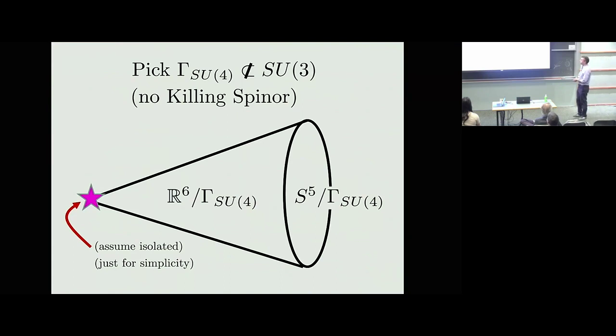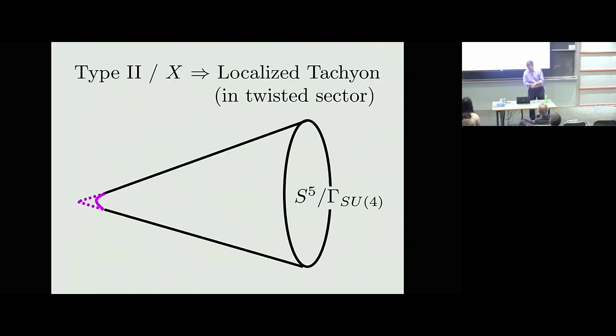And I'm going to assume, for the purposes of this discussion, that the singularity is isolated. But you can actually relax that. It doesn't affect the analysis really at all if you allow the singularity to also extend out to infinity. It just means that there might be other tachyons present. Okay, so in type II on this kind of singularity, there's a localized tachyon in one of the twisted sectors, generically. Let's assume that's the case.